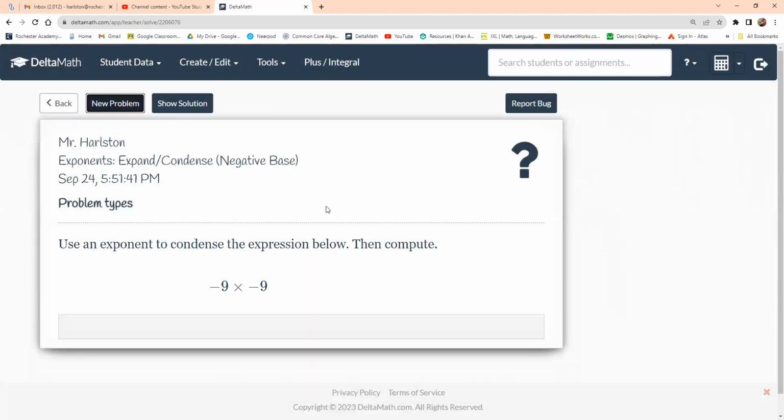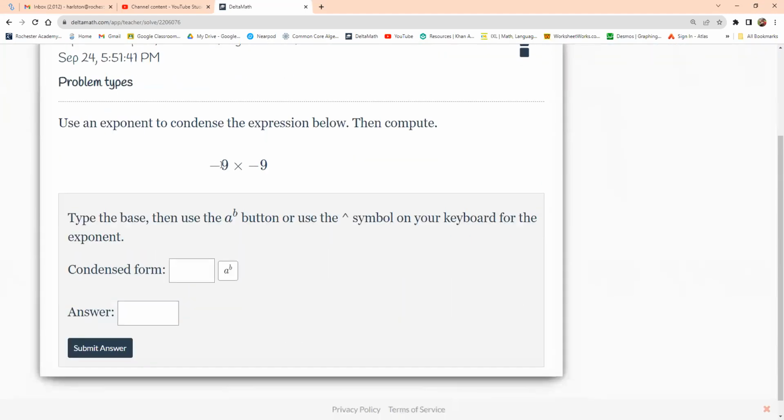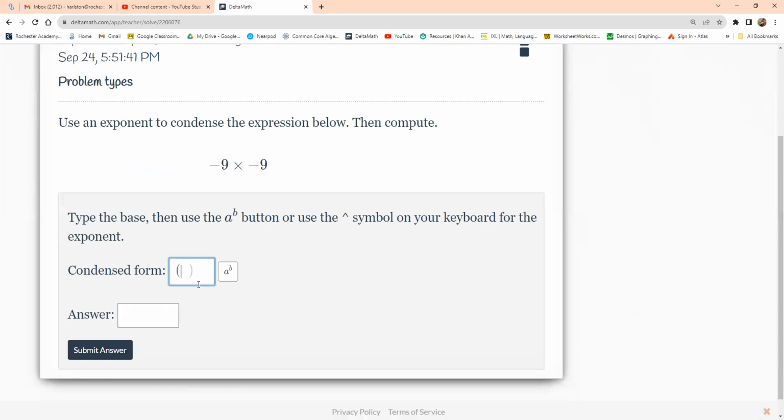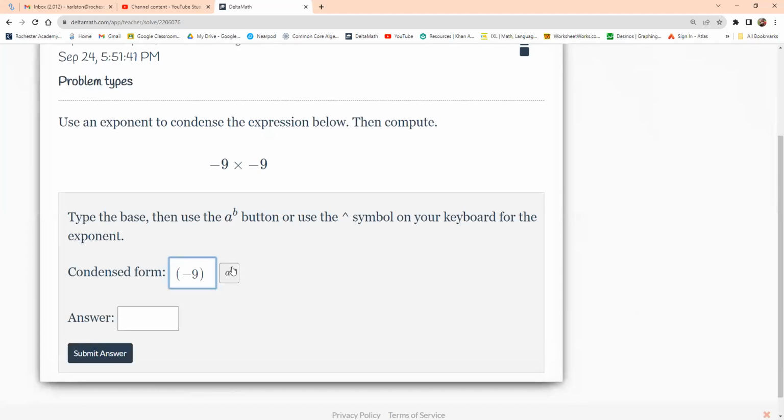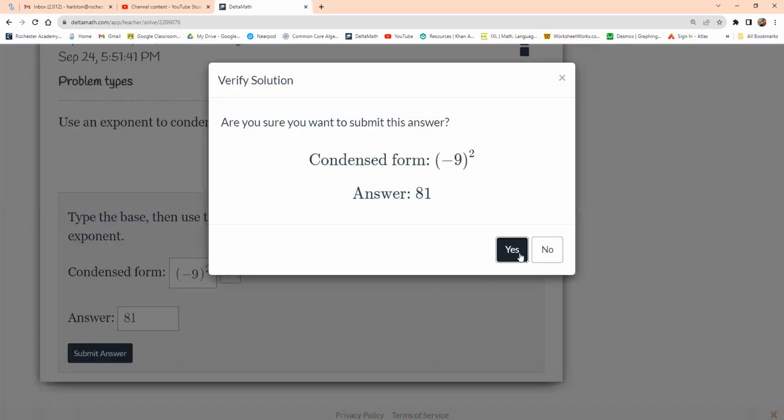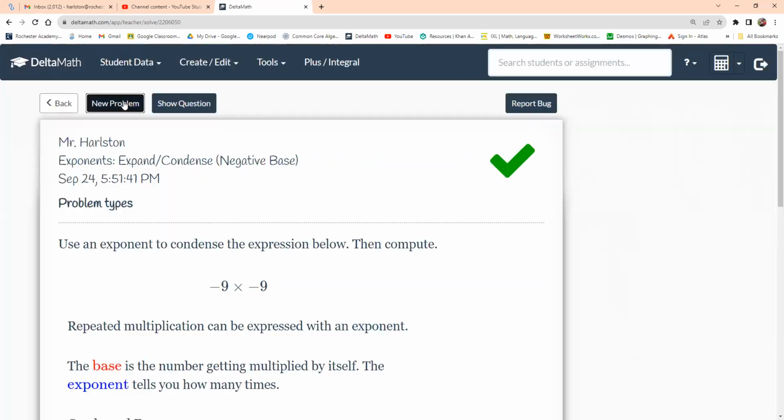Let's do another one. All right, so this is -9, and we see 2 of them. So this is going to be a -9, and it needs to go in parentheses. So a -9, and then we're going to square it. Okay, and the answer should be 81. Make sure it goes inside parentheses. It's got to. All right, let's do a couple more.